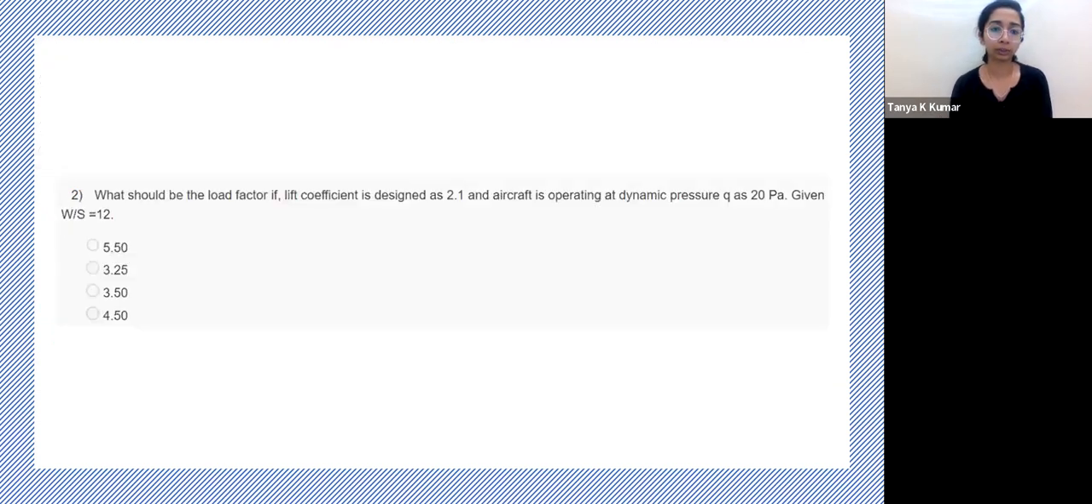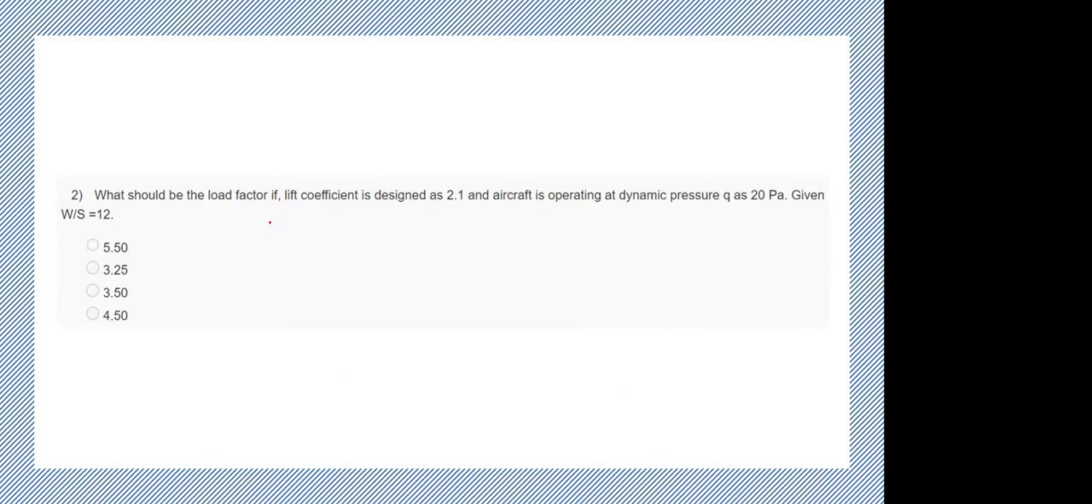What should be the load factor if the lift coefficient is designed as 2.1 and the aircraft is operating at a dynamic pressure Q as 20 Pascal? Given that wing loading is 12. This is similar to the first question. How do we go about doing this? How do we start? Q into CL equal to W by S.